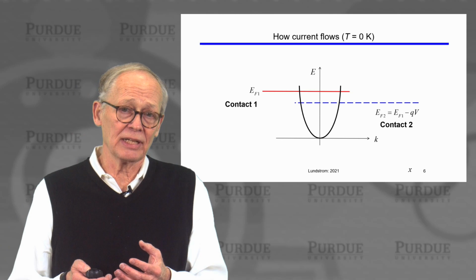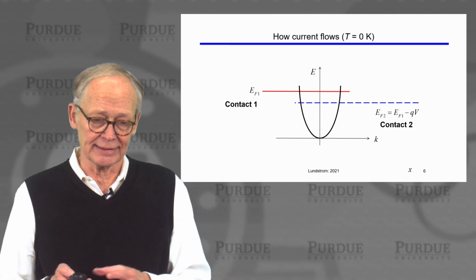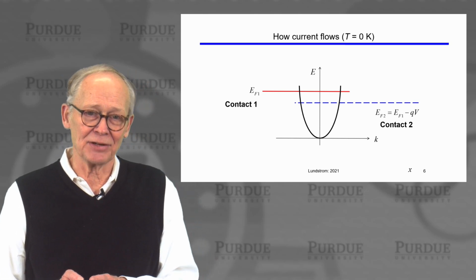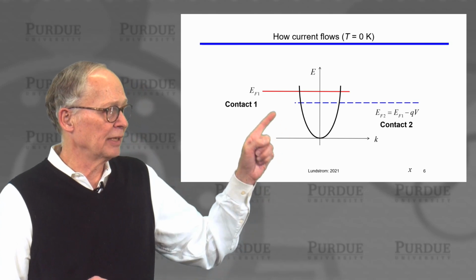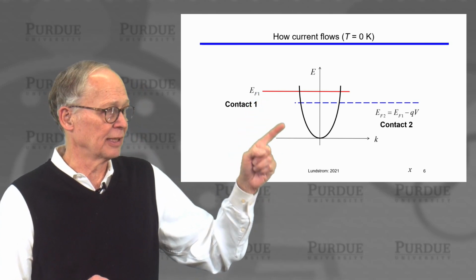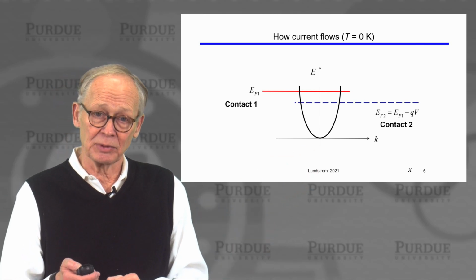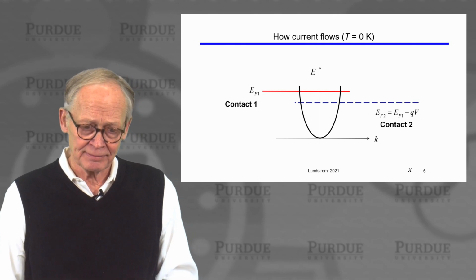So this is all we really needed to know to understand how current flows in a very small device. If we think of our small device characterized by some energy versus momentum, or E-k, relation, and we have two contacts, one with a Fermi level 1 and the second with a Fermi level 2. In this case, it's lower because we've applied a positive voltage to contact 2 and pulled the Fermi level down.